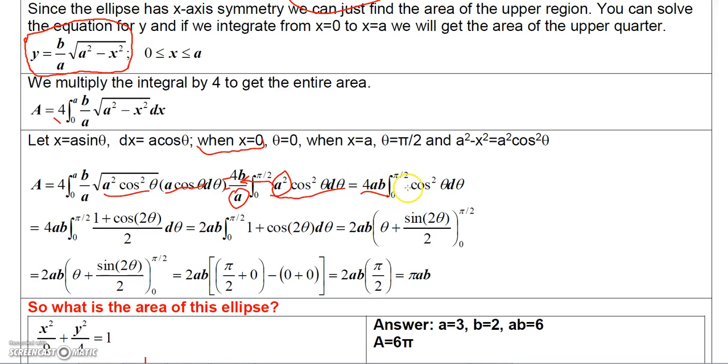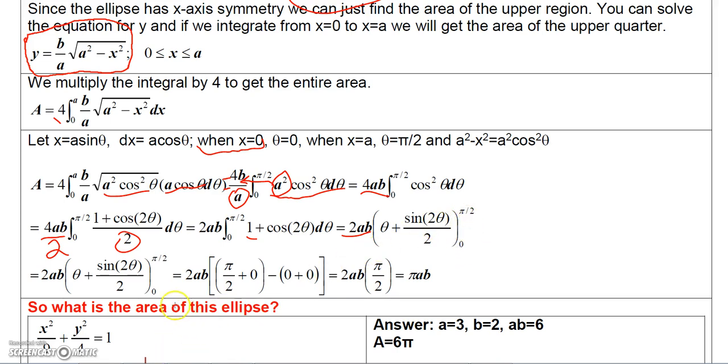Okay, now all we have to do is evaluate this integral, cosine squared theta d theta, and we can use our identity, 1 plus cosine 2 theta over 2. And then if I pull this 2 out over here, then I can divide the 2 into the 4ab, and that'll give me 2ab. And then I'll have in here the 1 plus cosine 2 theta d theta. So that's going to give me the 2ab, and of course when we integrate the 1 with respect to theta, we get theta, and when we integrate cosine 2 theta with respect to theta, we're going to get sine 2 theta divided by 2. And we're going to evaluate this from 0 to pi over 2.